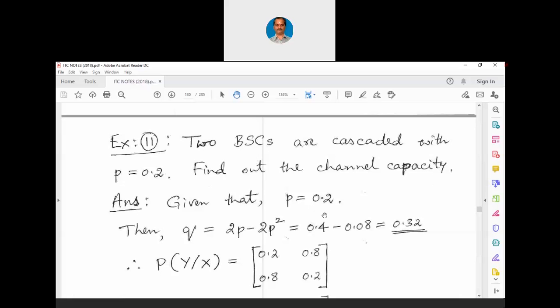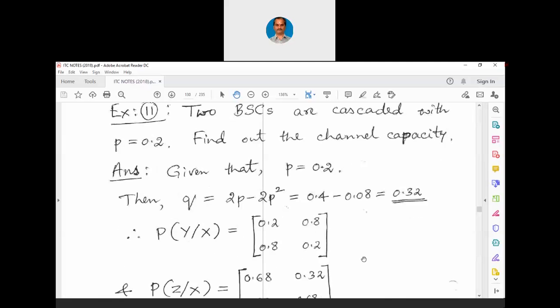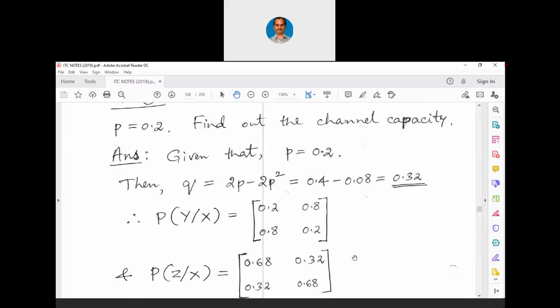Now, given that p equals 0.2, we can directly write the value of q. We had given the value of q as 2p minus 2p square. So, we get 0.4 minus 0.08, which is 0.32. Now, P of y given x is 0.2, 0.8, 0.8, 0.2. P of z given x we can write directly as 0.68, 0.32, 0.32, 0.68. This was the first binary symmetric channel's noise matrix. Now, this is the resultant channel noise matrix. So, now you can see that the cascaded channel is also symmetric.